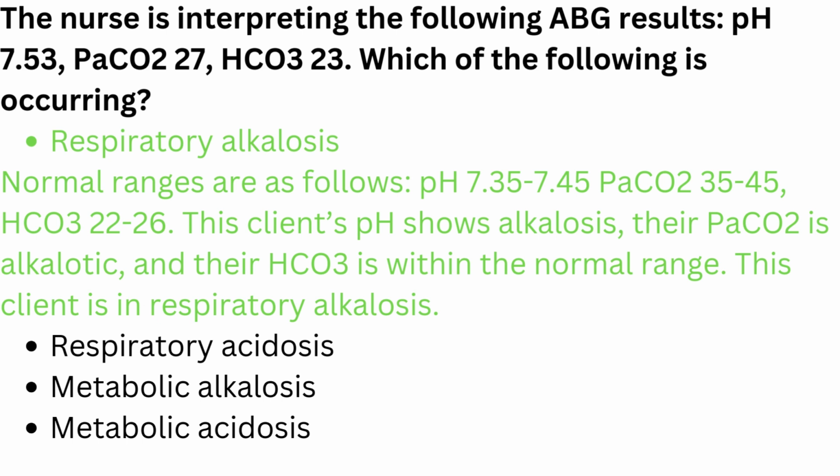The correct answer is respiratory alkalosis. Normal ranges are as follows: pH 7.35 to 7.45, PaCO2 is 35 to 45, and HCO3 is 22 to 26. This client's pH shows alkalosis. Their PaCO2 is alkalotic, and their HCO3 is within the normal range. This client is in respiratory alkalosis.